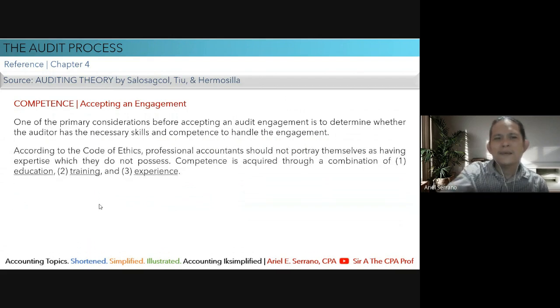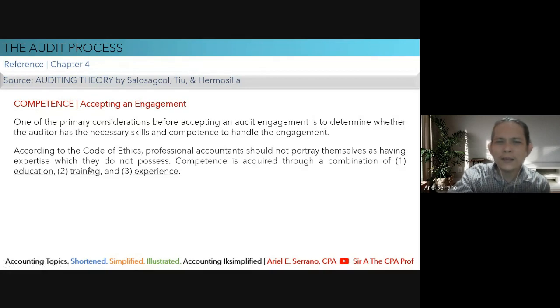Ito, according sa Code of Ethics, ang mga accountants, we are not only talking about auditors but professional accountants. Ethics for our profession is not limited only to the auditors. It applies to all certified public accountants. Kaya nga Code of Ethics for the certified public accountants. They should not portray themselves as having expertise. Bawal maging mapagkunwari.